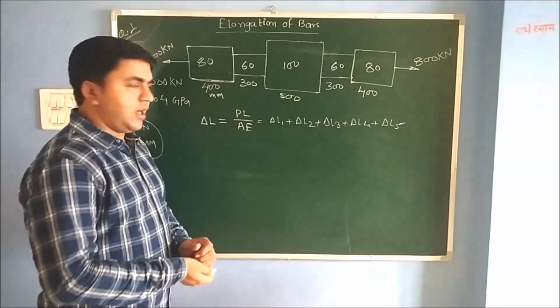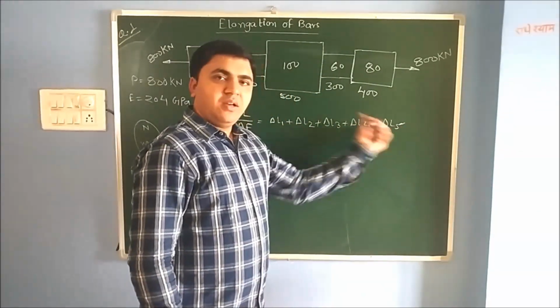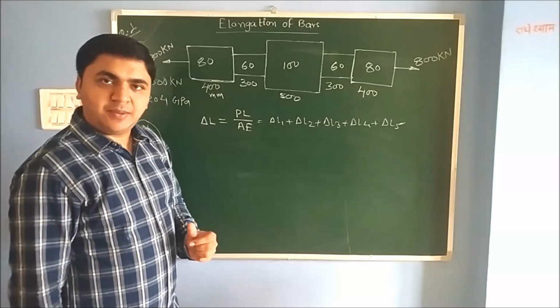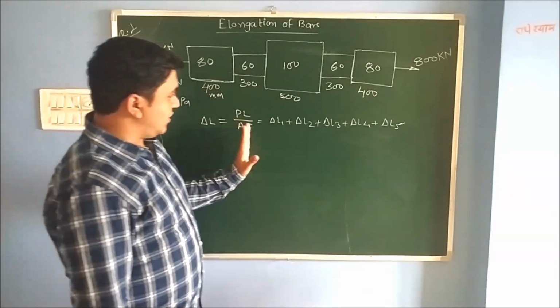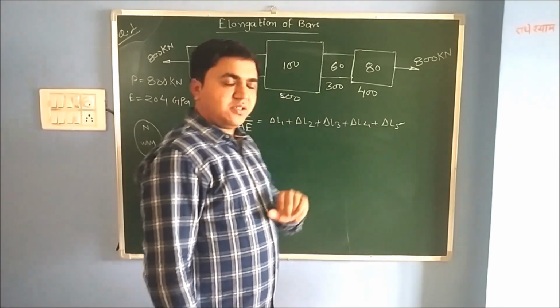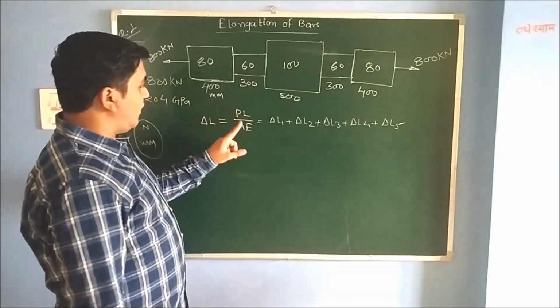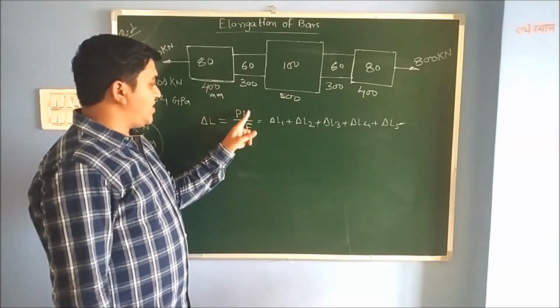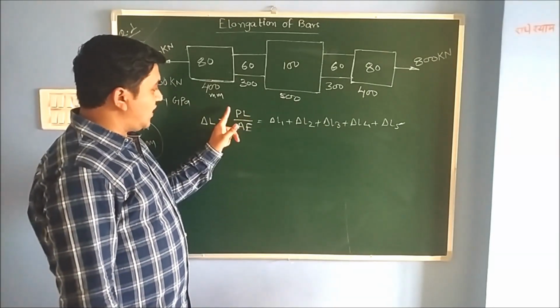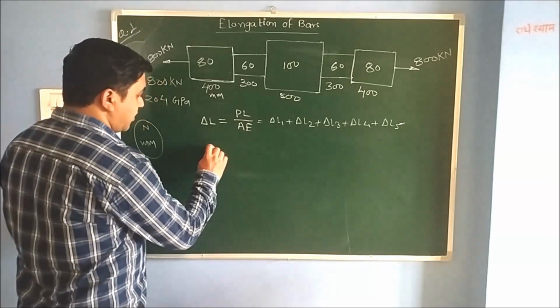Now we'll put down all the values of delta L1 to delta L5 in the same manner, PL upon AE. In all 5 sections, the value of P and the value of E, that is load and Young's modulus, are common; only L and A change. So I'll take P and E common first of all.